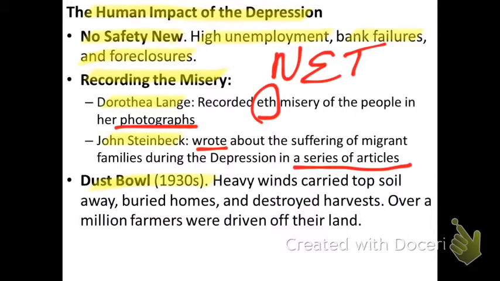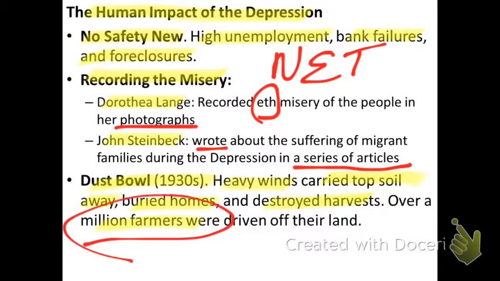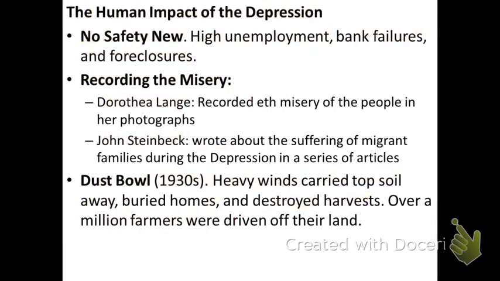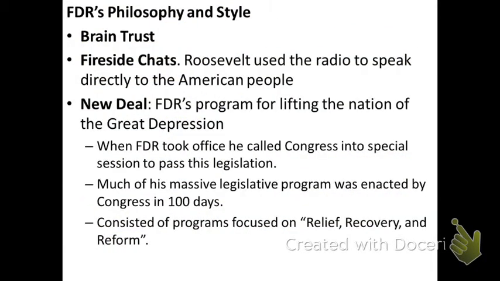Well, the Dust Bowl. Heavy winds, and again, the wind blows pretty heavily in the Great Plains most of the time, but due to the poor usage of the land, overusage of the land, due to the drought, the heavy winds carried the topsoil away, that buried homes, destroyed harvests. Over 1 million farmers were driven off the land thanks to the Dust Bowl. Let's go to our next one.